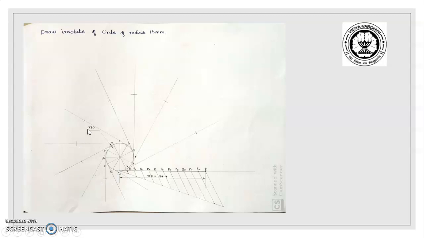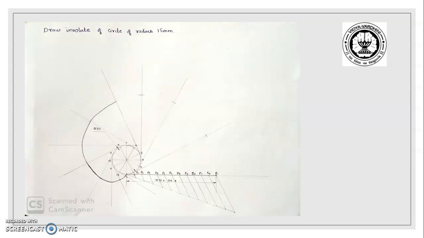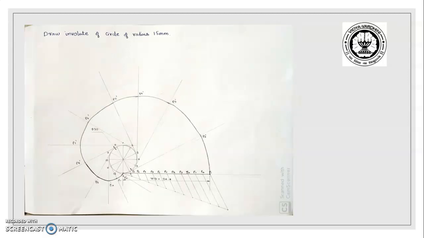We are unwinding it, so the unwinding arc will start from here. If it is wound, then the arc will start from here. Both the methods are correct. So with the help of a French curve and with the help of a single line, connect all the arcs in this manner, and you will get the required curve.